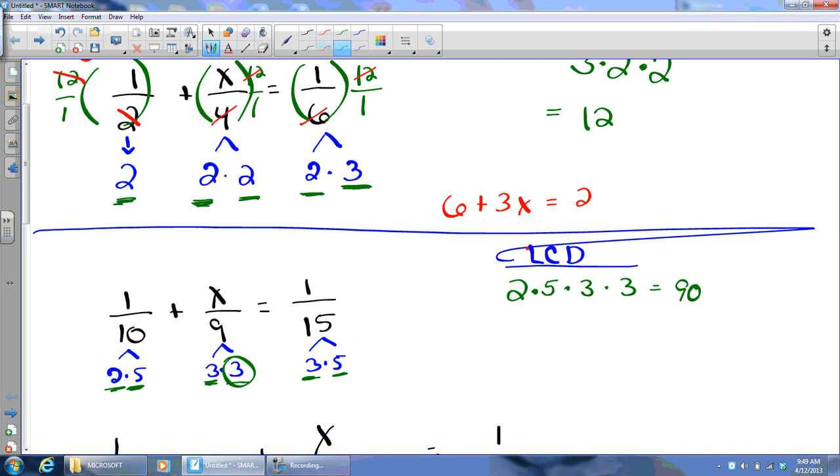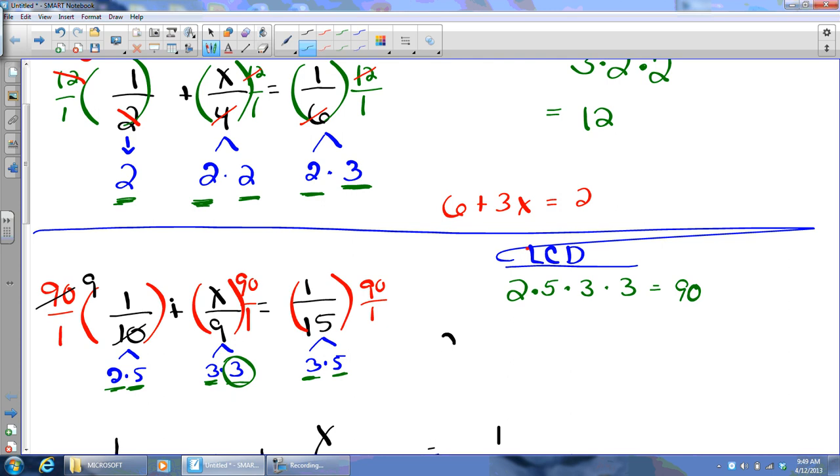So to do this problem, to make it simpler, I would multiply each term by 90. And let's see here. 10 goes into 90 9 times, so I'm going to have a 9. 9 goes into 90 10 times, so that'll be 10 times x, plus 10x. And then 15 goes into 90, I think 6 times. 6 times 1, so I'll have 6. And again, I'm not going to solve it. I'll leave that for you.